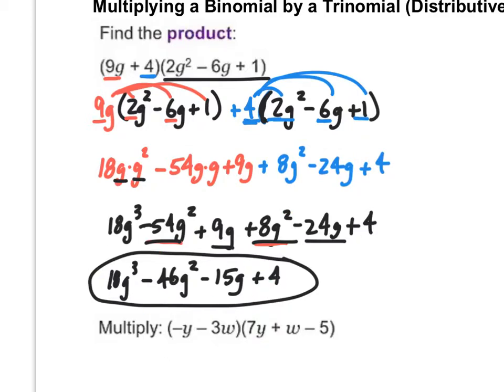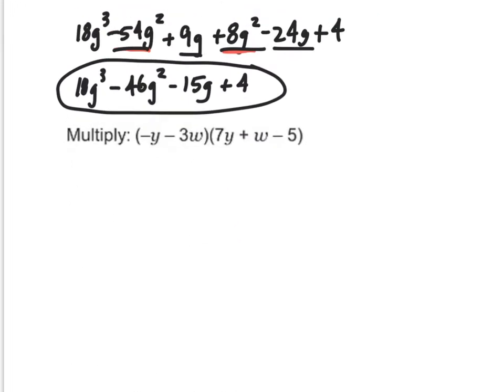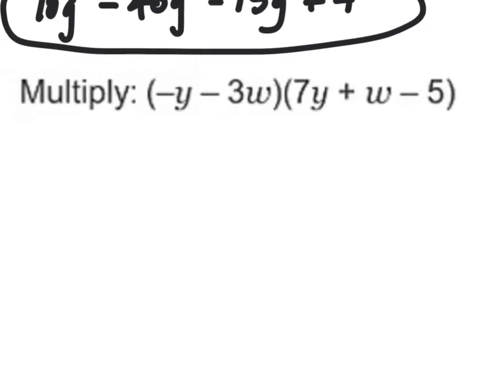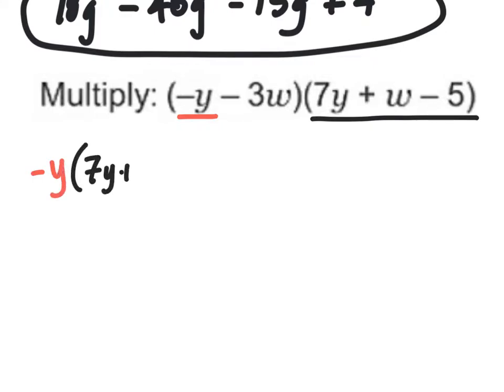Okay, so now let's multiply this one. Now we have different variables here, but I'm going to do it the same way. I'm going to take negative y, and I'm going to multiply it by this entire trinomial. So over here, I'm going to do negative y, and I'm going to multiply it by the trinomial 7y plus w, and then minus 5. And then I'm going to take negative 3w and multiply it by the entire trinomial here. So I'm going to do this.